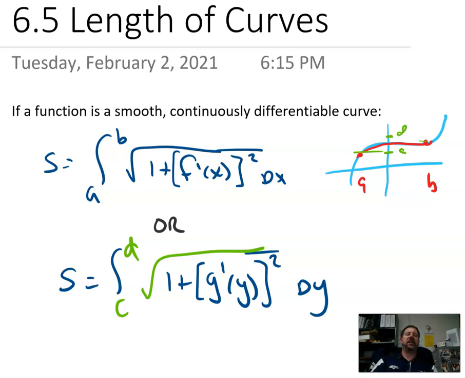The main thing to memorize is that whether you do it in terms of x or in terms of y, it's your interval, whatever you're doing, from a to b or c to d, root of 1 plus the derivative of the function squared. Okay, that's what we need to know. All right, so let's do a few of these then.